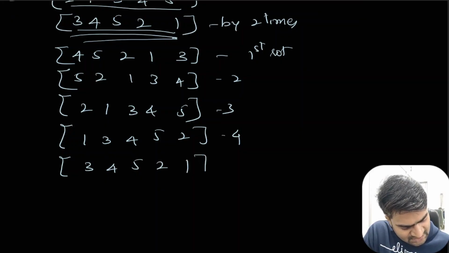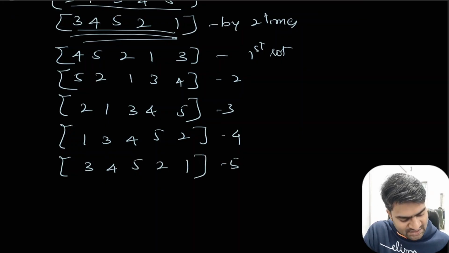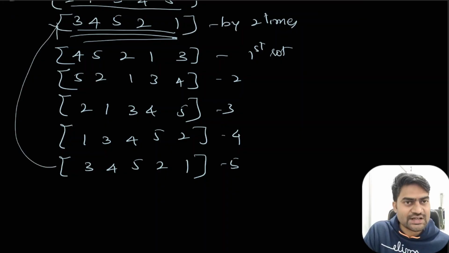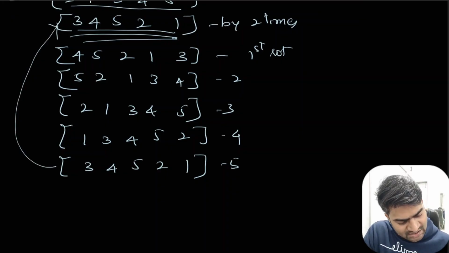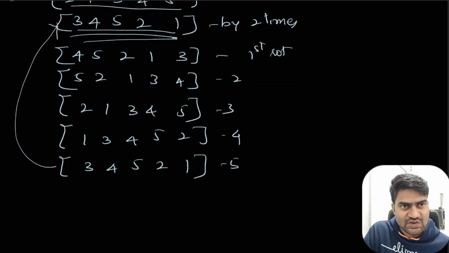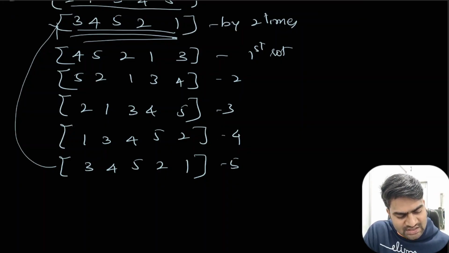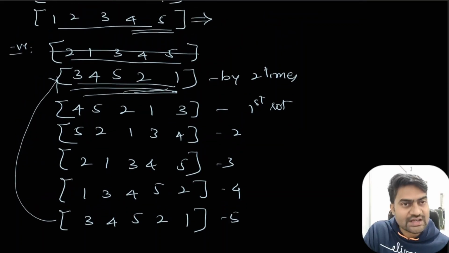If you see now, with the fifth rotation, our original array starts appearing again. If you see, none of the arrays is sorted after rotating. So this is not a sorted array. This is not a sorted and rotated array. So this is how we conclude.